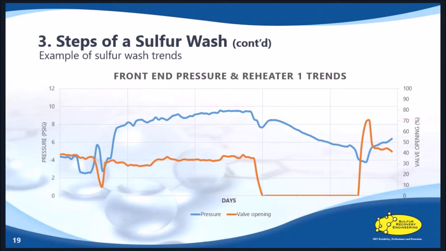You can notice very well that on the front end we have the sharp pressure rise at the beginning. Then we can see here when we're turning off the reheater to go into our sulfur wash. And then we notice the sharp rise here in order to do the heat soak. And as we're performing the heat soak, obviously we're getting rid of that sulfur. There's a slight increase of the front end pressure while that's happening.